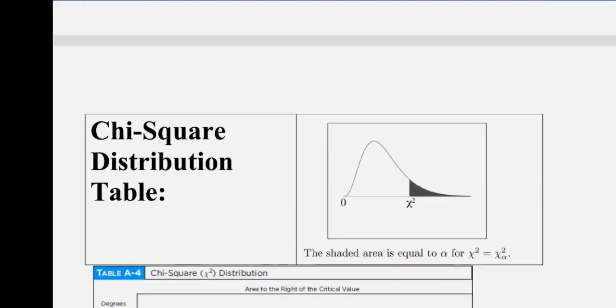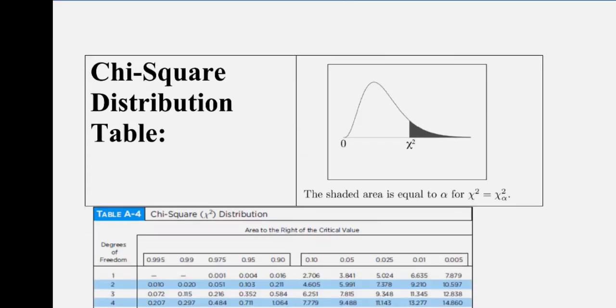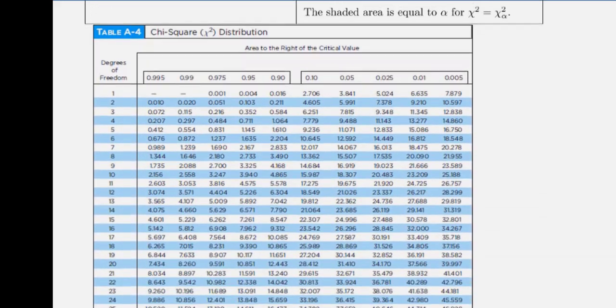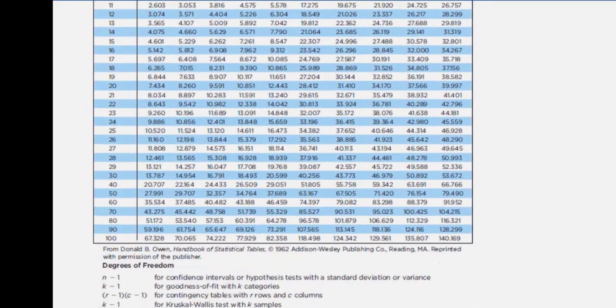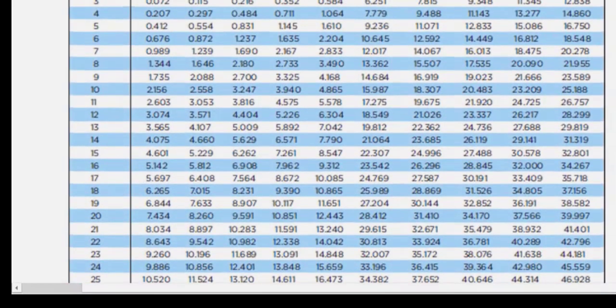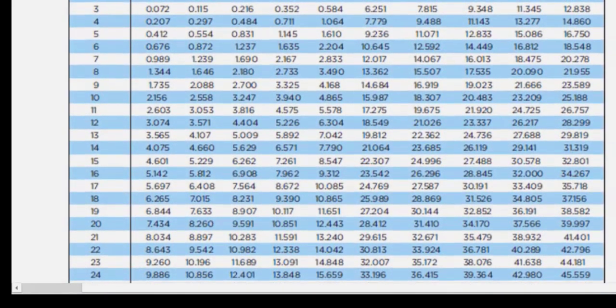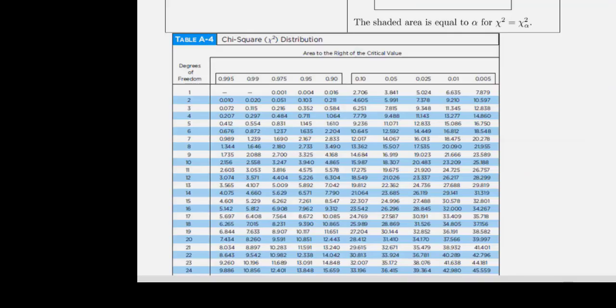So you always need two things. You need degrees of freedom, which is n minus 1, and the area to the right. This is the way the reading takes place: the area to the right. In this case, you see the left column has the numbers, and it's limited. So let's bring it down to number 24. Everybody can see number 24 at the bottom of the left column. Then you go to the top and look for 0.95, and you see the number 13.848.